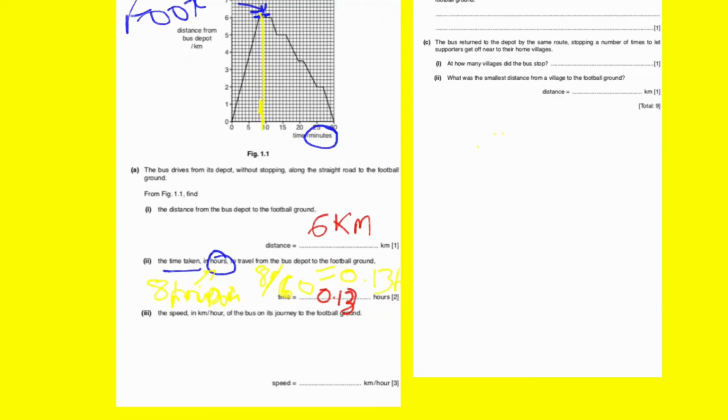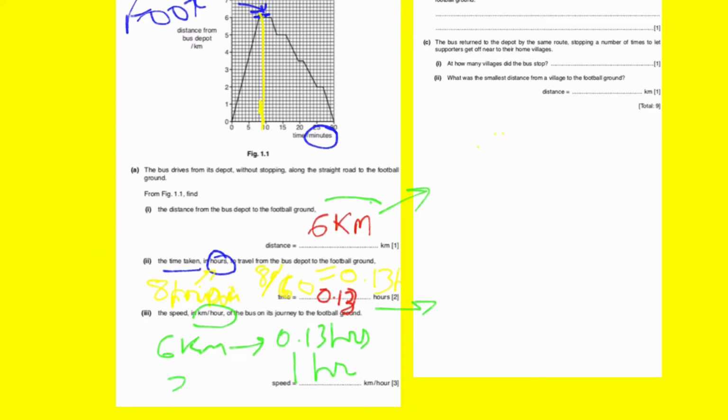Now we will do the third subpart of A. Here they have asked for the speed in kilometers per hour of the bus on its journey to the football ground. As you can see, we have found that for 6 kilometers it took 0.13 hours. So now we have to find out how much distance for 1 hour, that is, per hour.